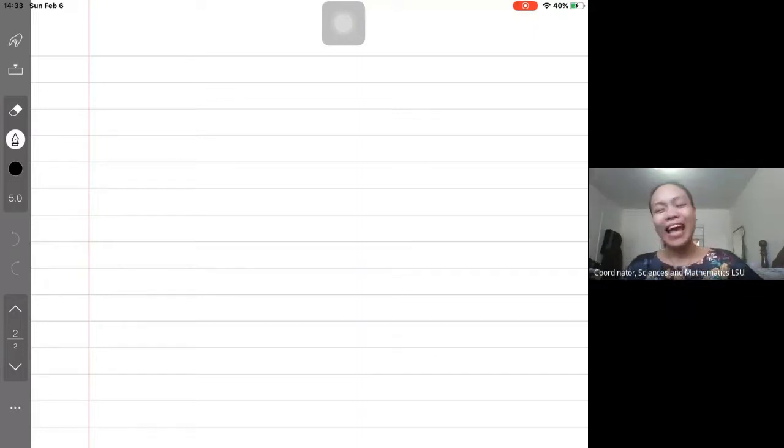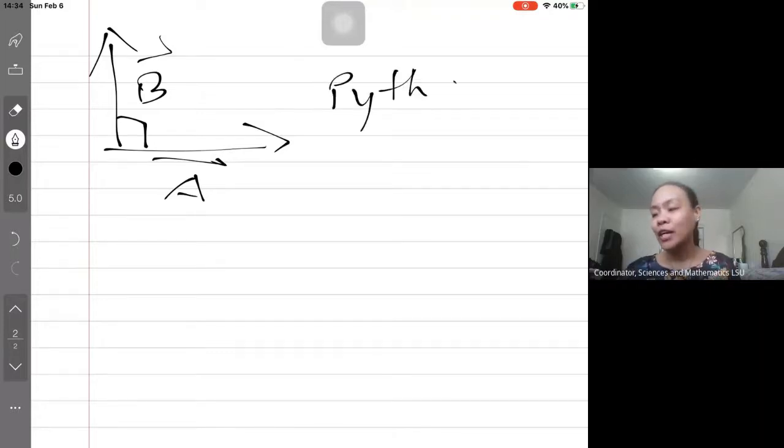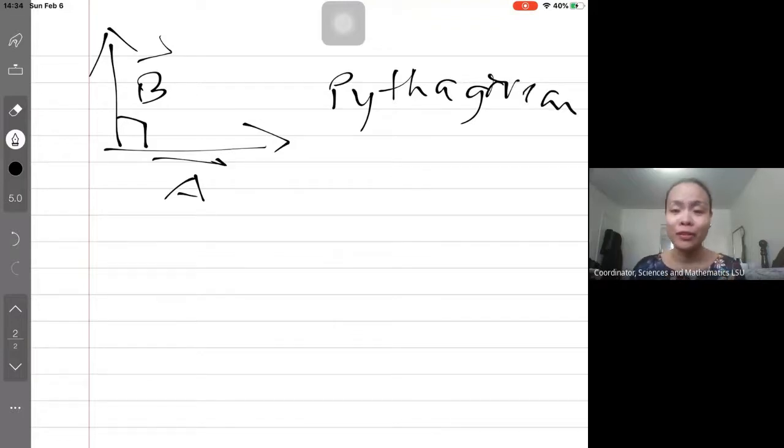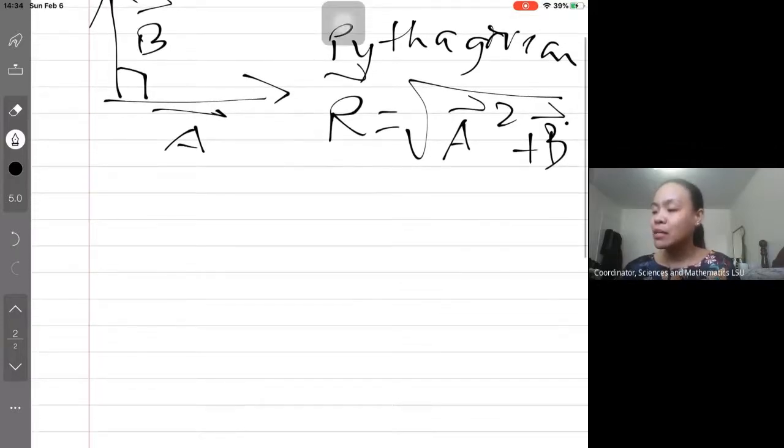All right. So in adding and subtracting vectors, we can also do the Pythagorean method. If we have vector A going to that direction and vector B going up, and they create a right angle, we can use the Pythagorean method in order to get the resultant vector if we are going to add A and B. So adding vectors A and B will give us a resultant vector which will be the square root of the magnitude of vector A squared plus vector B squared. So that would be our Pythagorean method.